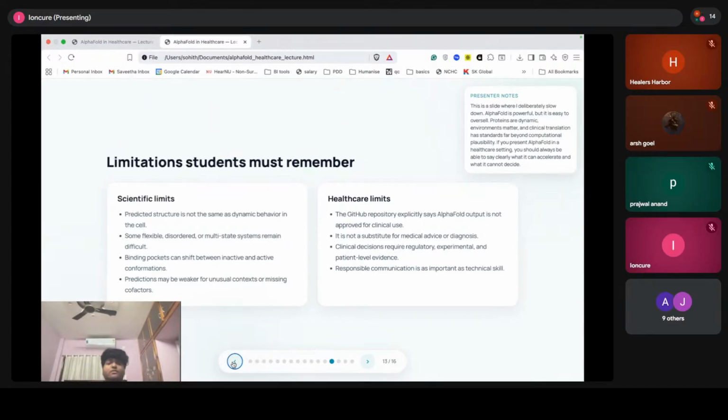Also here, their GitHub repository explicitly says that their output is not approved for clinical use and it's not a substitute for medical advice or diagnosis. Because if you want to make a clinical decision, you need regulatory, experimental, laboratory, patient-level evidence, right? If you don't have that, you cannot claim it. So responsible communication is as important as the technical skill.